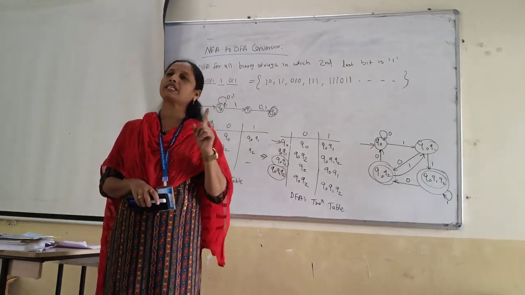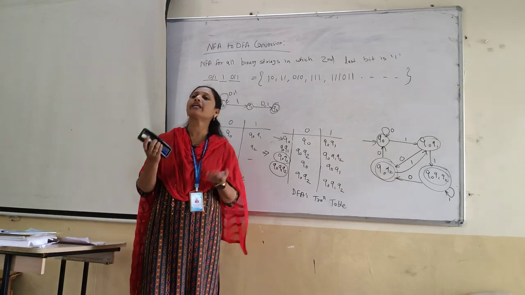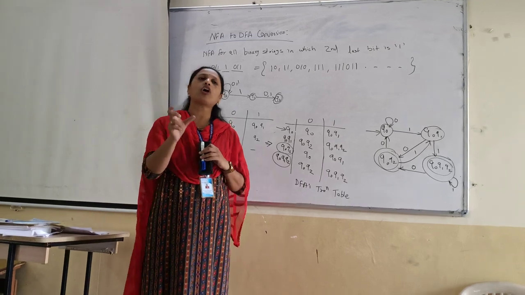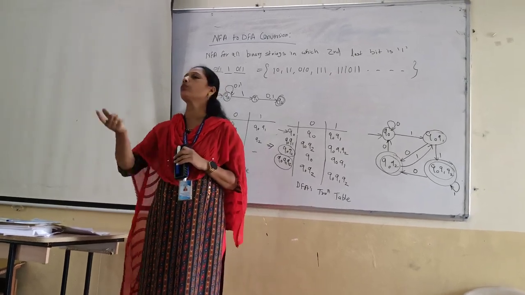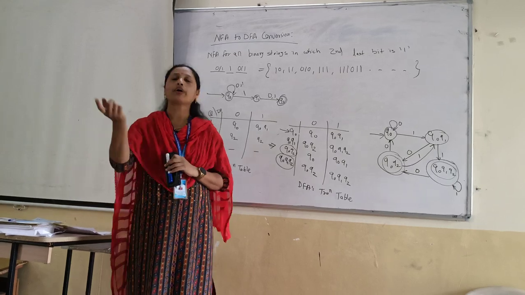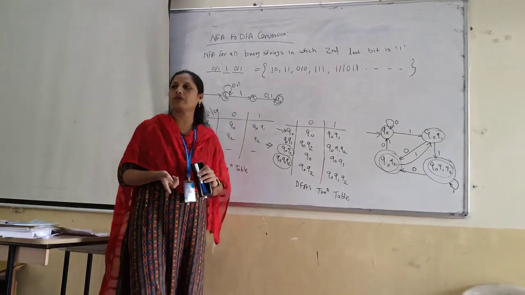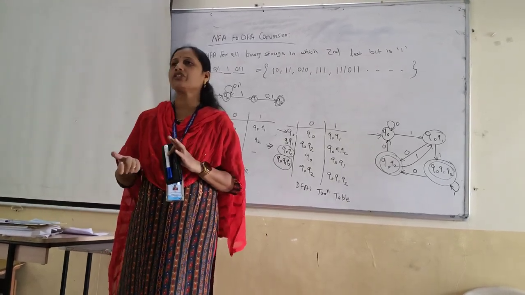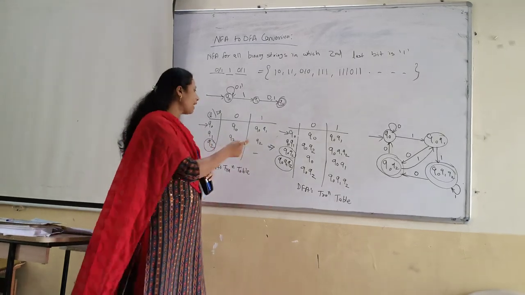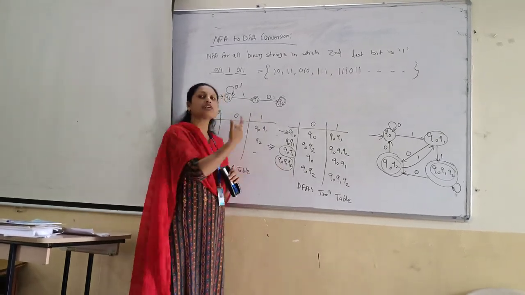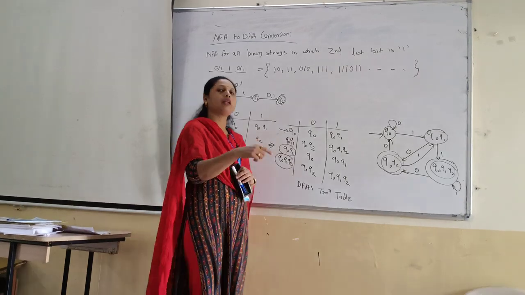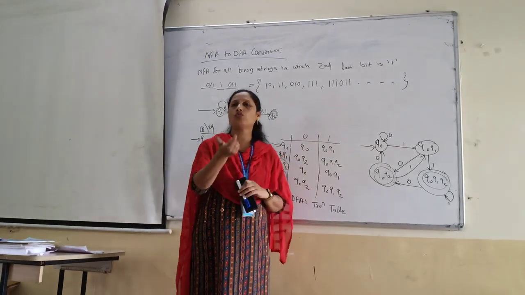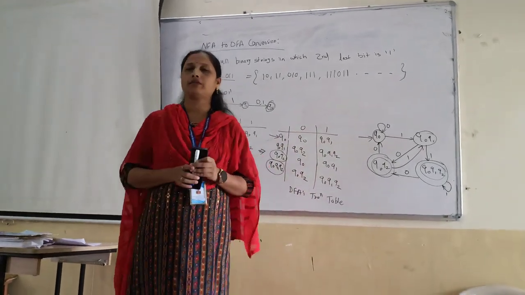Which steps? First, you read the given statement, try to understand the language, and find all possible strings belonging to that language. After this, you draw the NFA diagram for the given language. After the NFA, you draw the transition table for the NFA. After that, you convert the NFA's transition table to the DFA's transition table. After that, you draw the DFA diagram for the given DFA transition table.